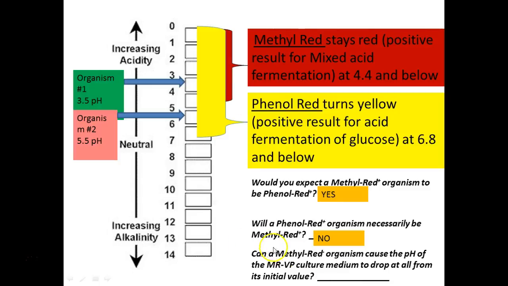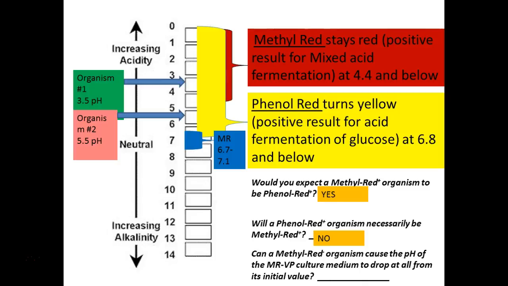One of the other questions is, can a methyl red negative organism cause the pH of the MR-VP culture media to drop at all from its initial value? The first question is, what's its initial value? Its initial value starts out in this range of 6.7 to 7.1. Could it go below this and not turn red? Sure, that's some of those organisms that are phenol red positive but not methyl red. It could be 5.5, but it's got to be 4.4 or lower to end up being positive.